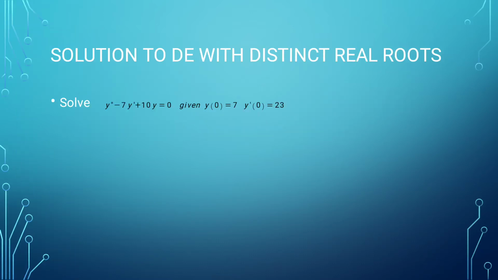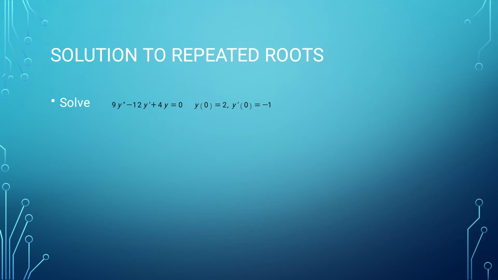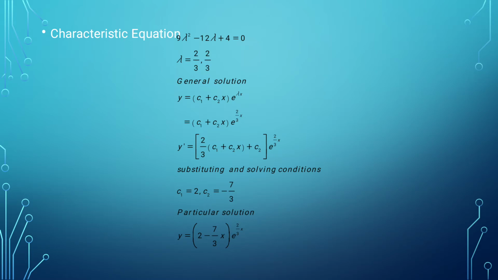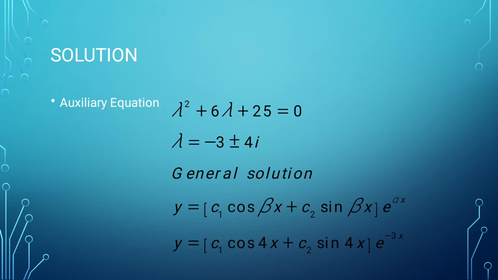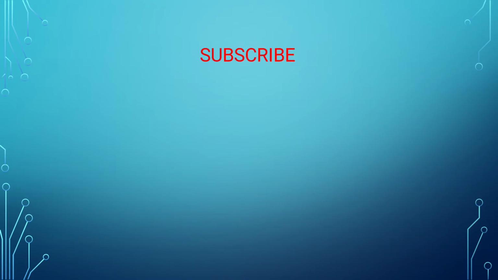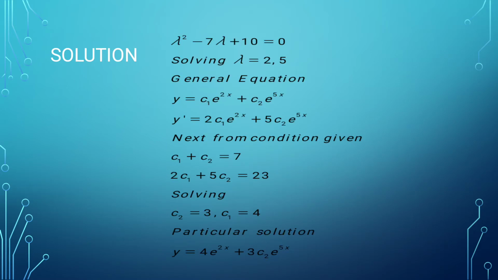We will look at some different examples. Remember, you can get roots in different ways. You can get distinct real roots. You can also get solutions with repeated roots. You can also get solutions with complex roots. Basically those are the key ways that you can get solutions for a given homogeneous equation.